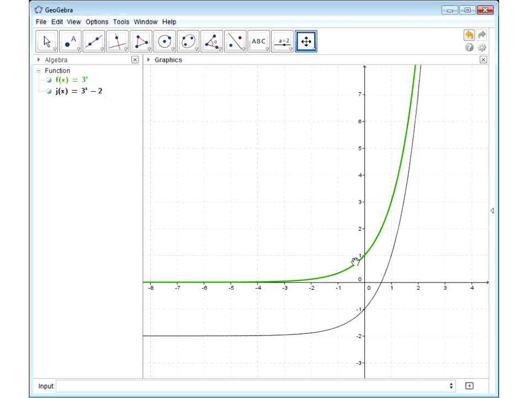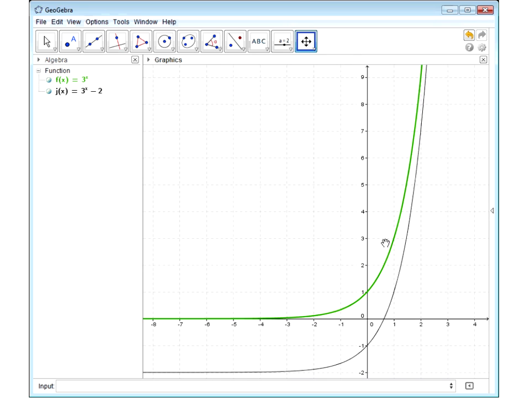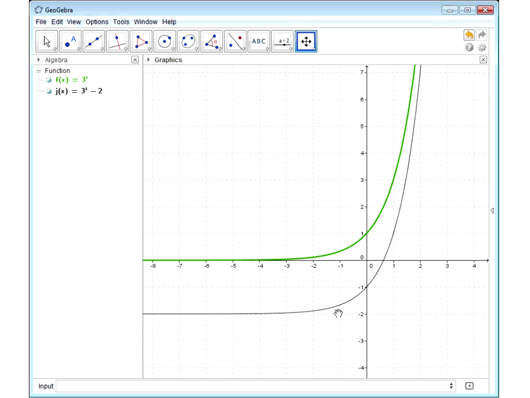In the case of the green function, 3 to the power of x, I just look at what the y values are. Well, the y values are everything greater than 0. Now, down here for 3 to the power of x minus 2, my range would be y is greater than -2. All of my y values are greater than -2. There's something very important that I wanted to show you here.